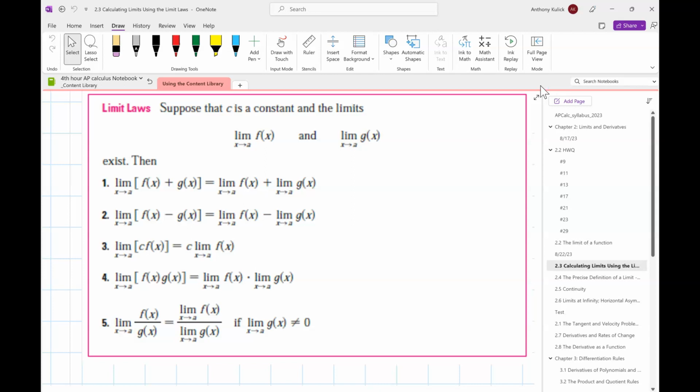And then the last one, if it works for multiplication, it should work for division as well, provided that the function in the denominator has a limit that is non-zero. If its limit is 0, then back to the drawing board, we have something else to do. Maybe not in this chapter, but eventually.